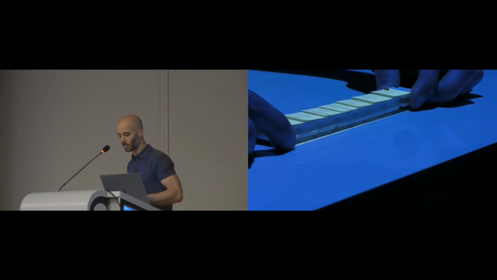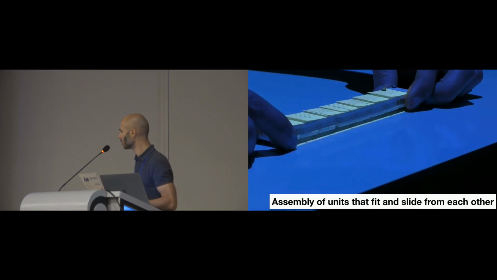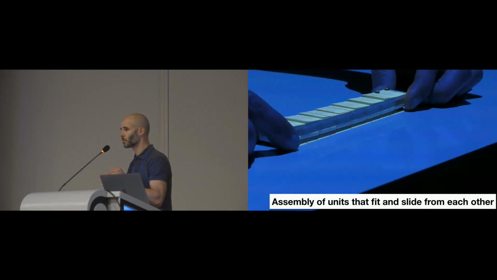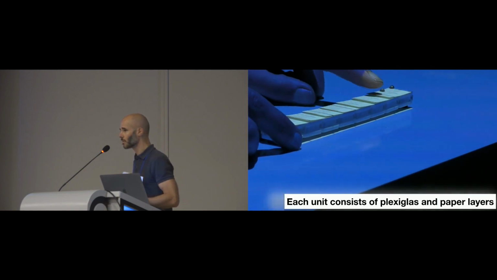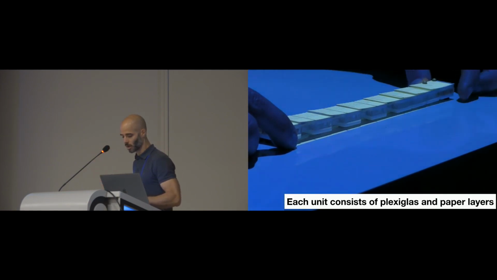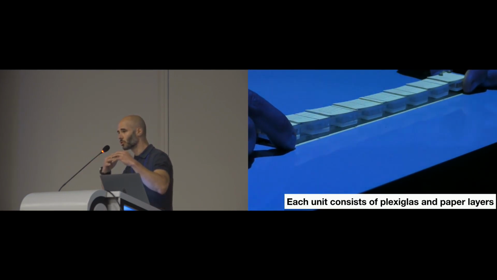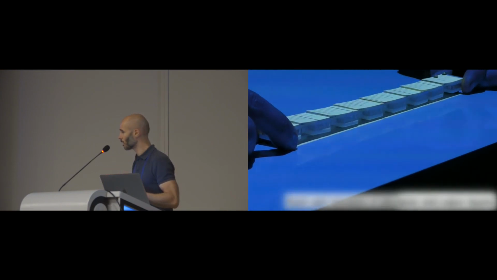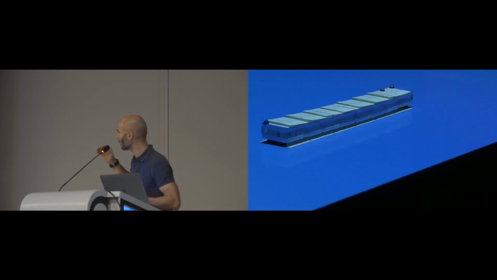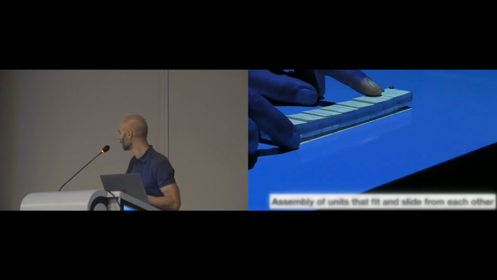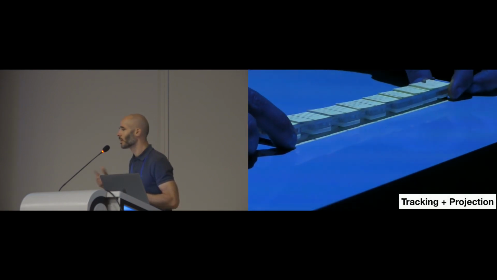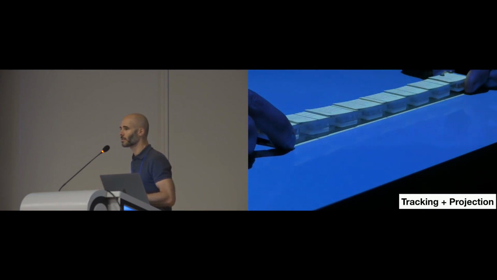You can see that Exhibit is an assembly of units that can slide from each other. Each unit is made of layers. You have plexiglass layers that make the interweaving structure of the device, and you have a paper layer on the top in order to project on your device. So with tracking and projection, you can simulate an expandable device.